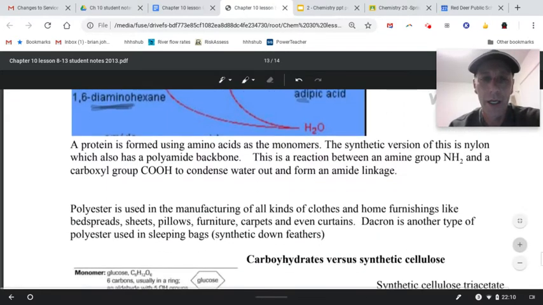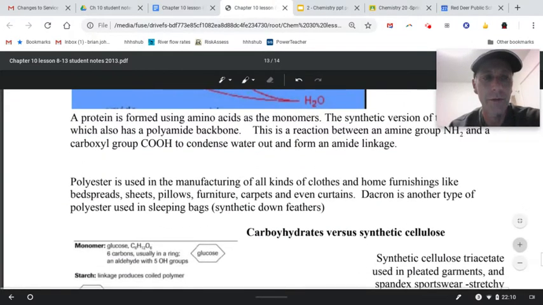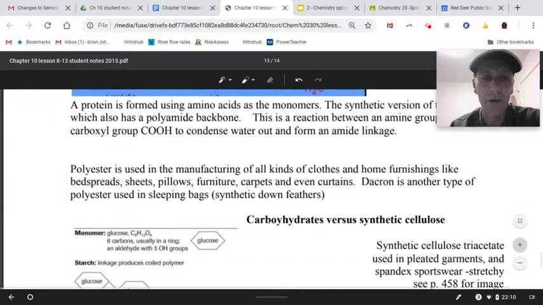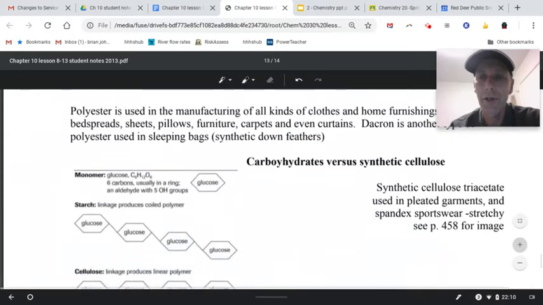Oh, and we've got some other uses down here for polyesters: clothing, home furnishing, bed sheets, spreads, pillows, furniture, carpet, curtains, Dacron, synthetic down, fiber, and sleeping bags from polyesters.